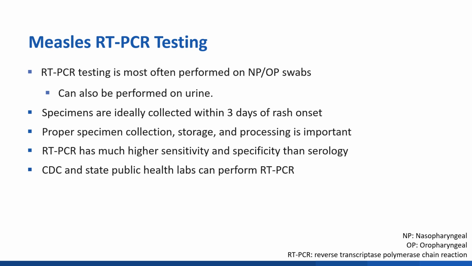Specimens are ideally collected within 3 days of rash onset for optimal sensitivity, but they can be positive for up to 10 days after rash onset. And it's best to collect specimens for RT-PCR as soon as possible after rash onset to optimize detection. Proper specimen collection, storage, and processing are important to maintain the stability of viral nucleic acids and maintain the integrity of the test. RT-PCR has a much higher sensitivity and specificity than serology, which we'll talk about on the next slide. And false positive results can occur, but they are much less common than occurs for serology. And CDC and state public health labs can perform RT-PCR testing for measles.